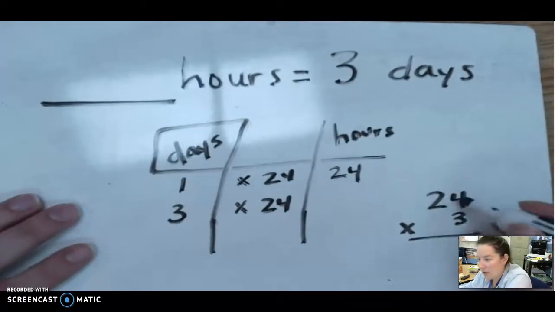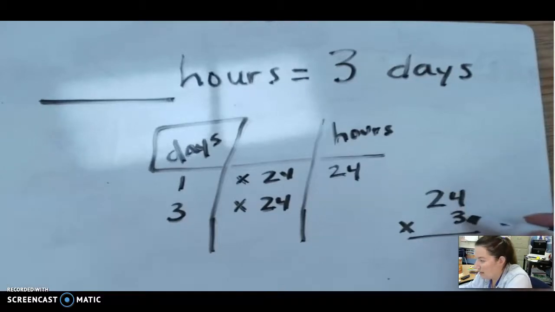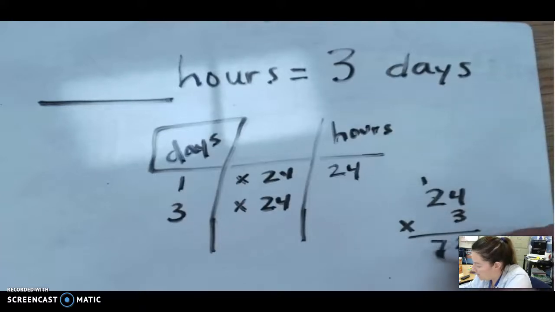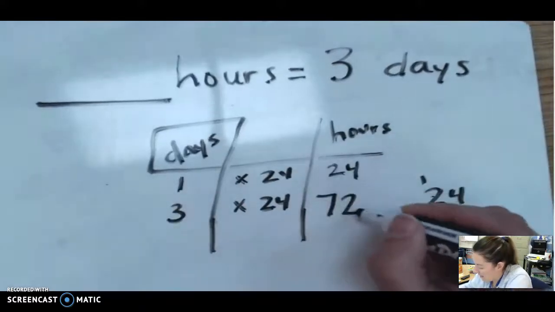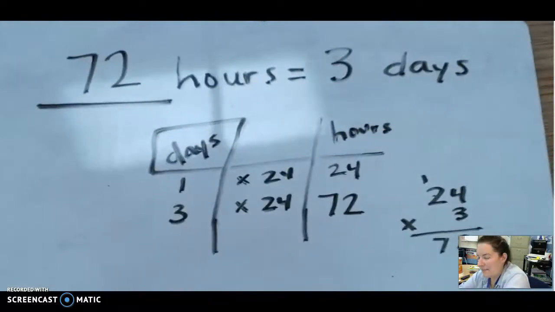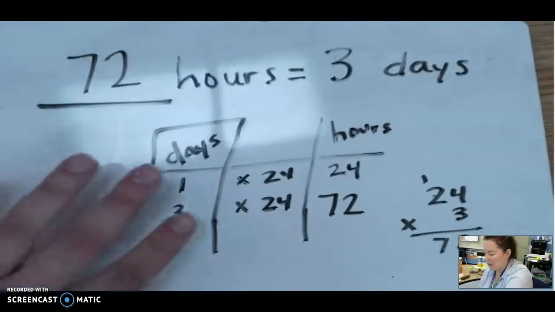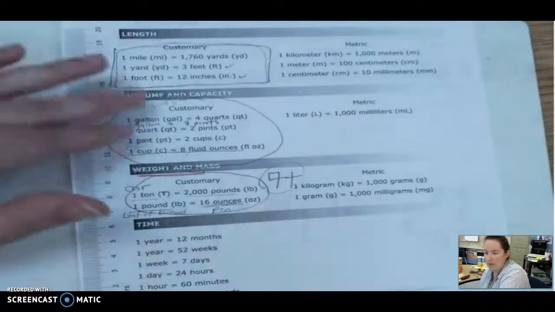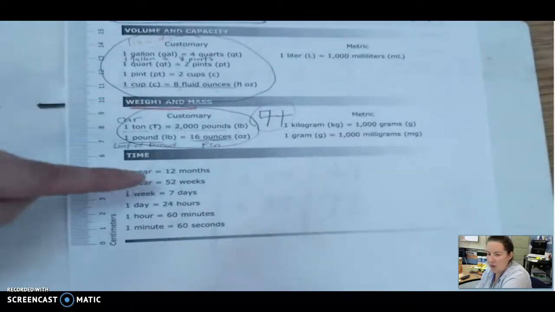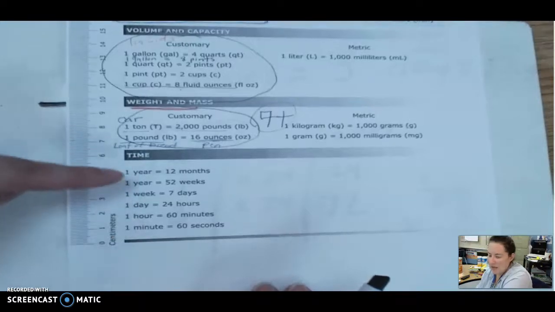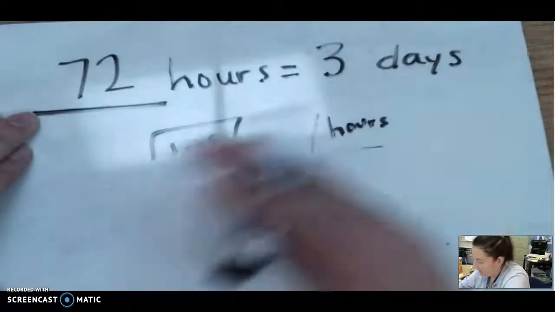Okay, 3 times 24. 4 times 3 is 12. 3 times 2 is 6 plus 1 is 7. So that is 72 hours. 72 hours is the same as 3 days. So this is like the same process of what we've been used to doing all of our conversions, except this time we're going to be doing them using all of these times down here at the bottom.